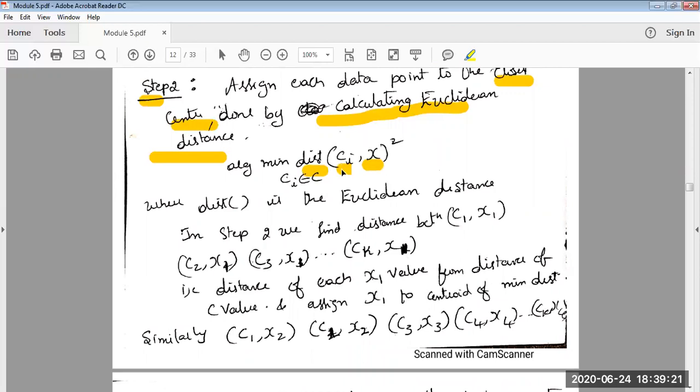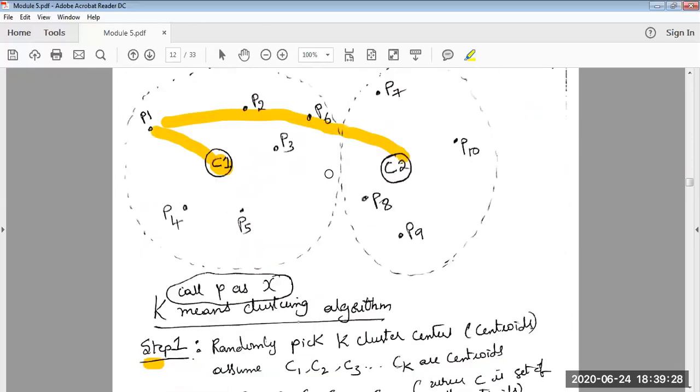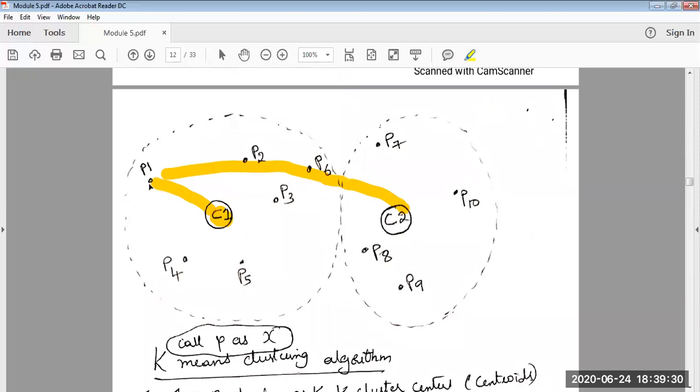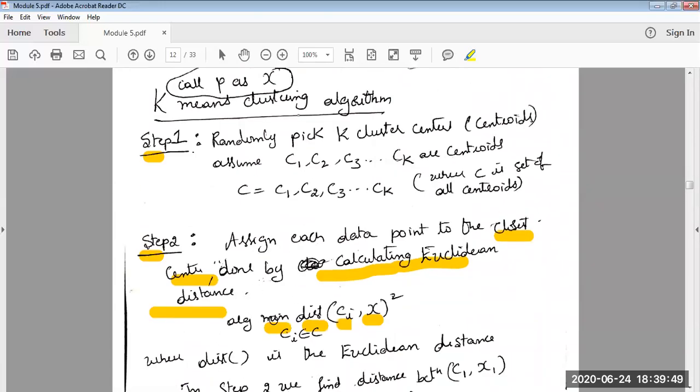And when the distance computation is done, which one should be chosen? You can see this minimum. Meaning that you have taken a data point, for example P1, and measured the distance of this data point P1 with the centroids C1 and C2. Which centroid should be taken and mapped with P1? That is decided by the min that you can see, the minimum distance.